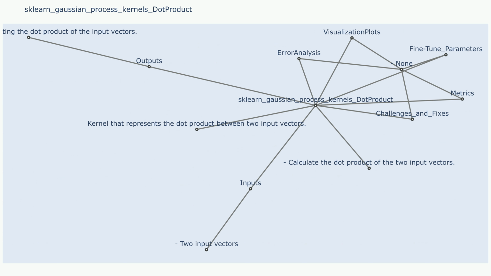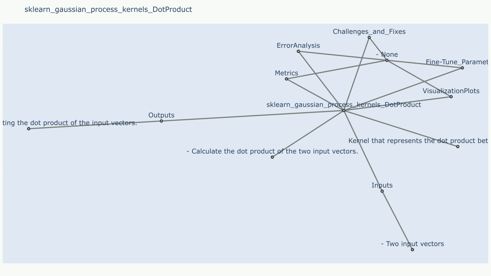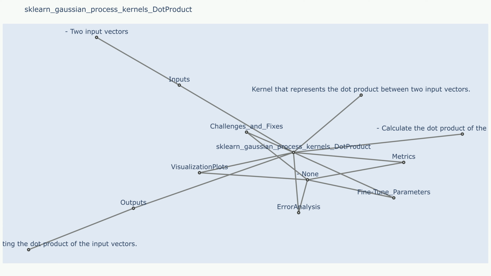Visualization plots. Visualization plot 1: Scatter plots can be used to visualize the linear relationship between input features and the target variable. Visualization plot 2: Contour plots can be used to visualize the decision boundary of the model, highlighting areas of high and low predicted values. Parameter 1: none. Parameter 2: none.